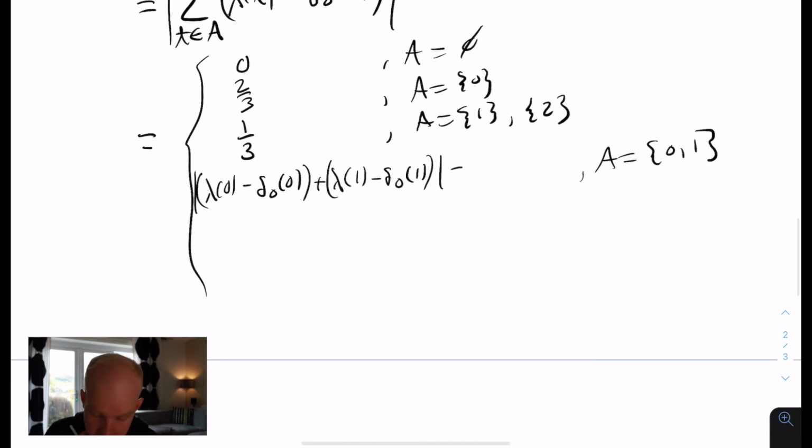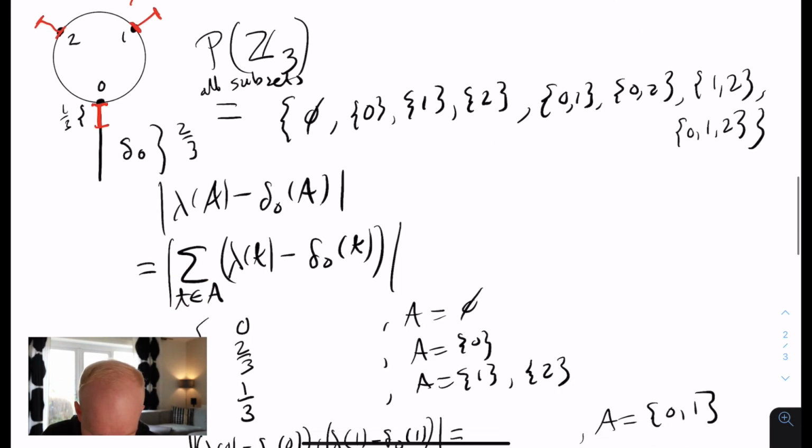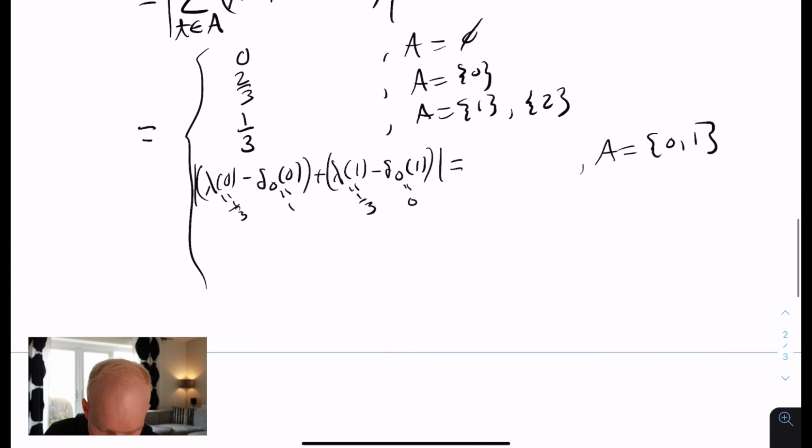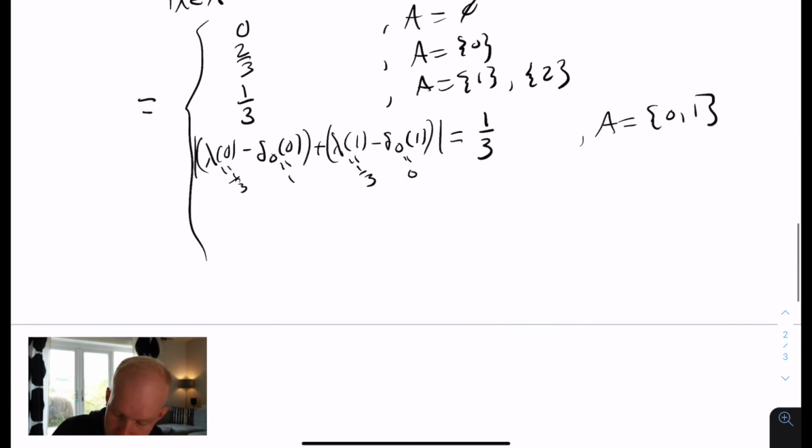What you obtain here, this is equal to a third, this is equal to a third, and then this is equal to 1, and this is equal to 0. So if you compute them all together, you get 1/3 minus 1, so this is 2/3 minus 2/3, and then here you get 1/3, so minus 2/3 plus 1/3, you actually get 1/3 as the distance. And then in a similar way, if a is equal to {0, 2}, you also get 1/3. And then what else you have?